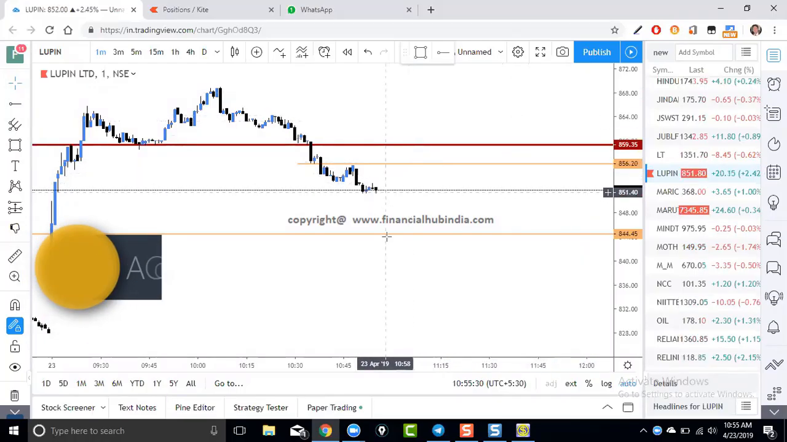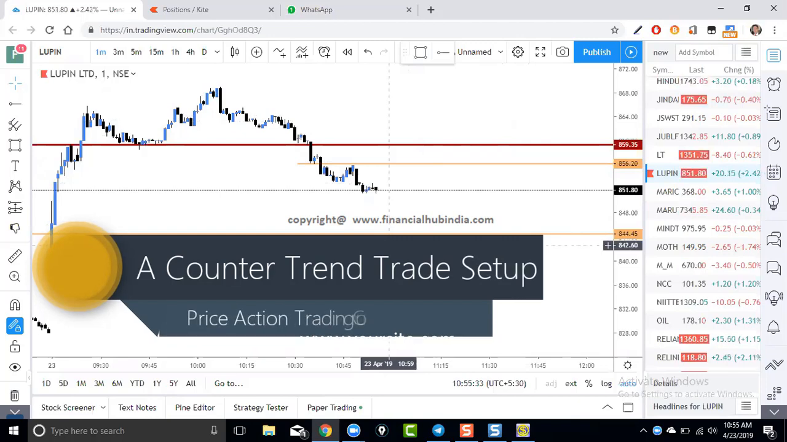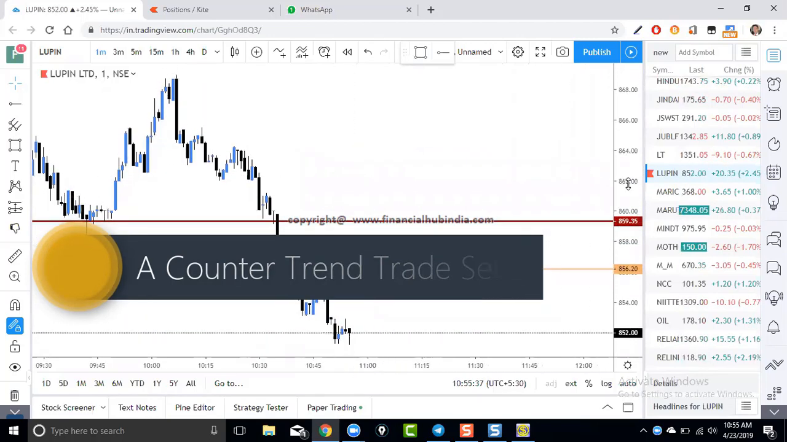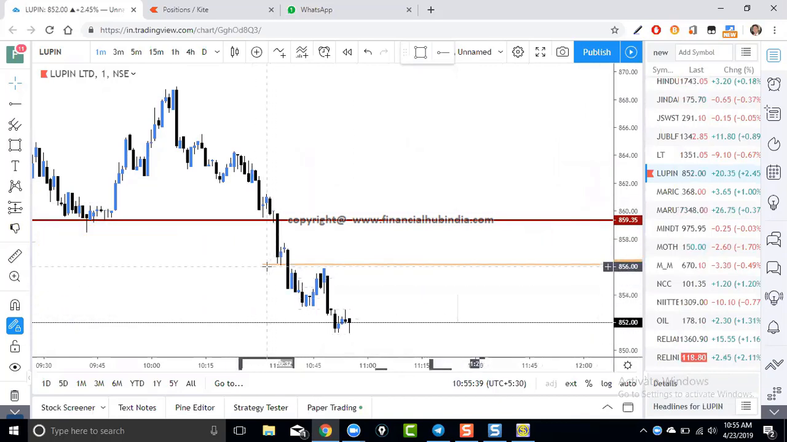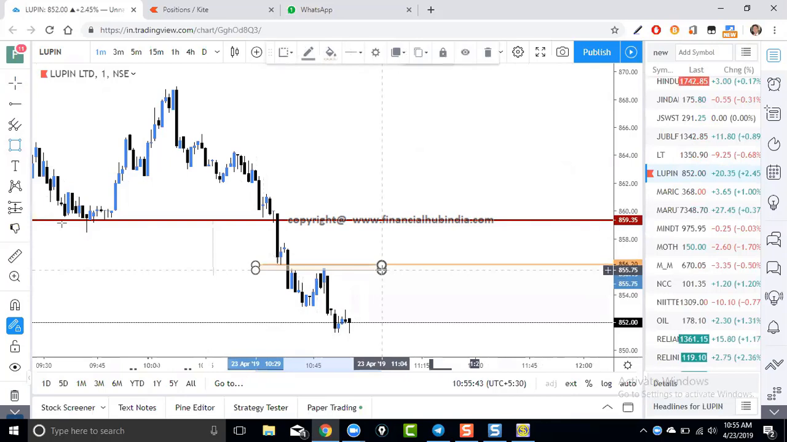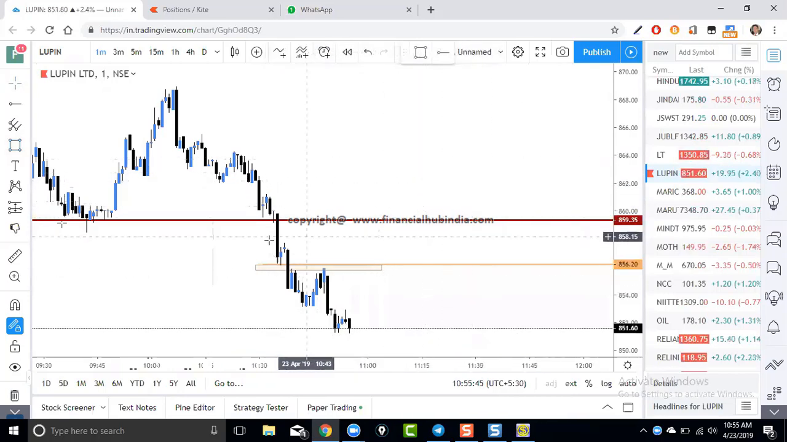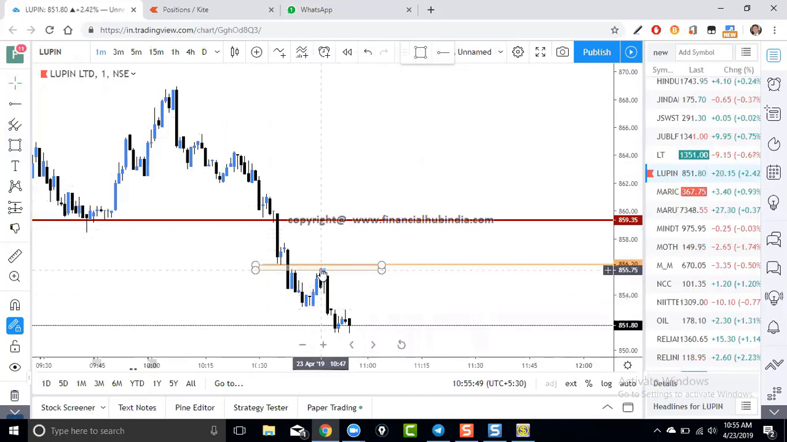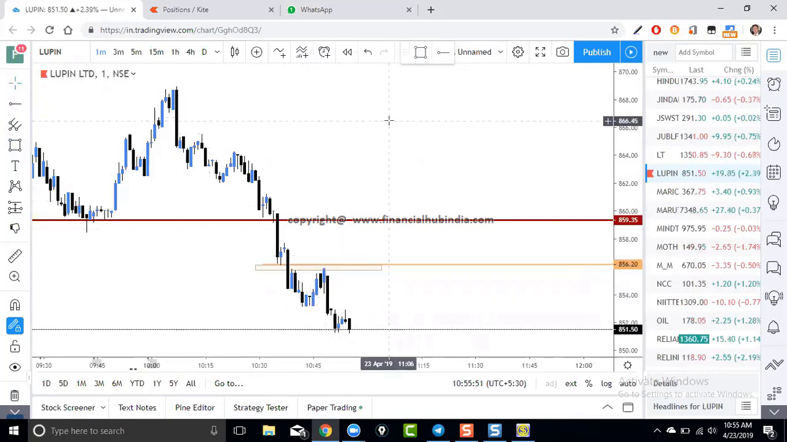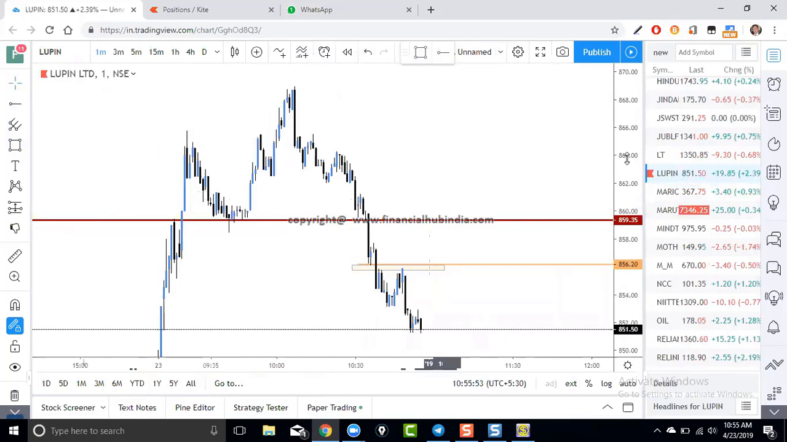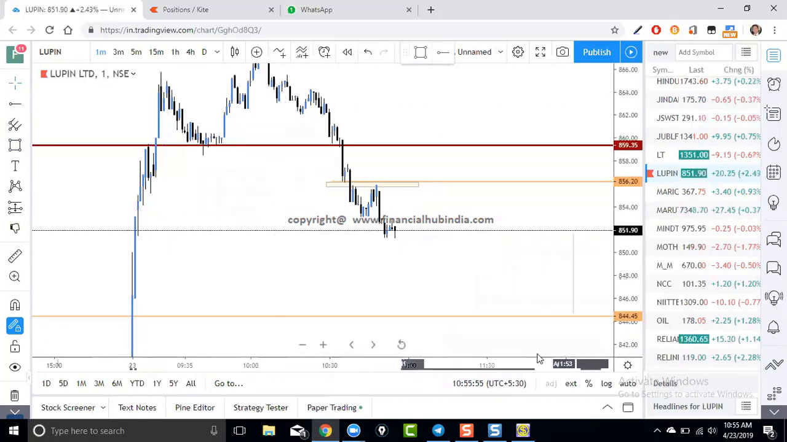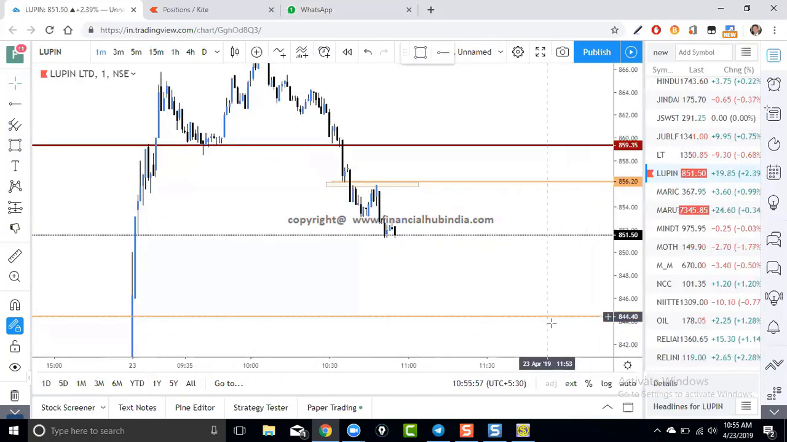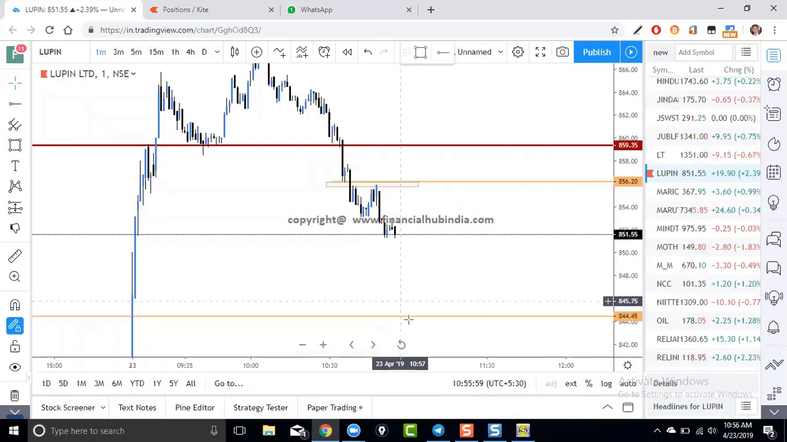Right now I'm in a trade in Lupin, on the 1 minute time frame. The trade is open right over here on this flip layer, on this swing pullback you see in the 1 minute time frame. And I'm targeting around 840, 845, 846, the layer of support over here.